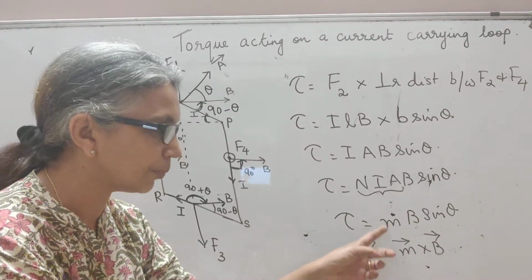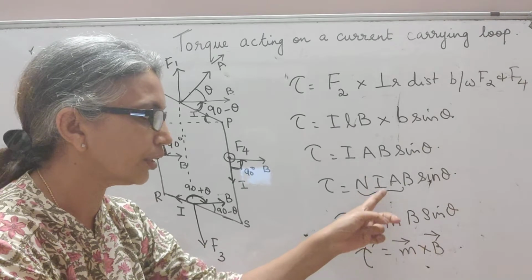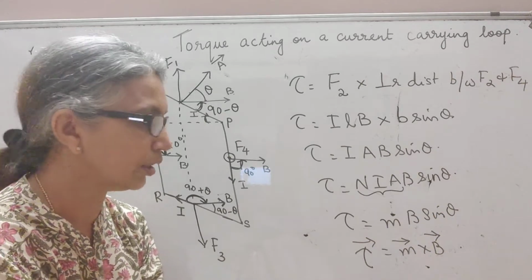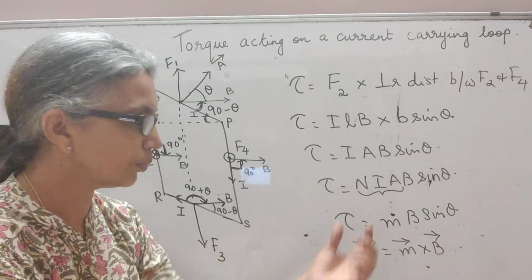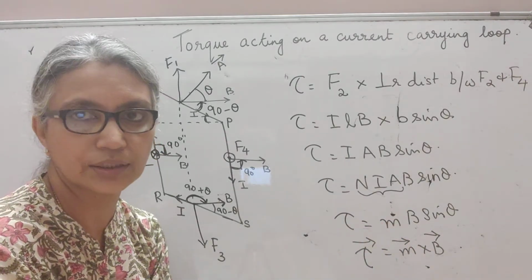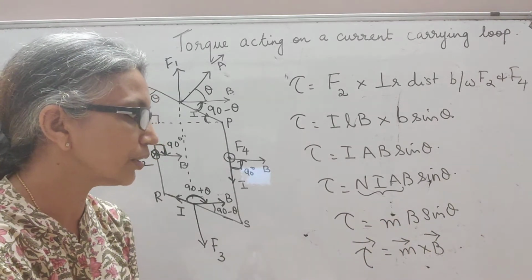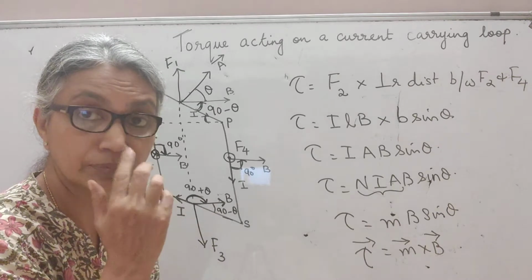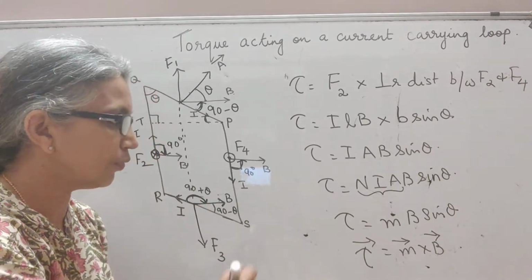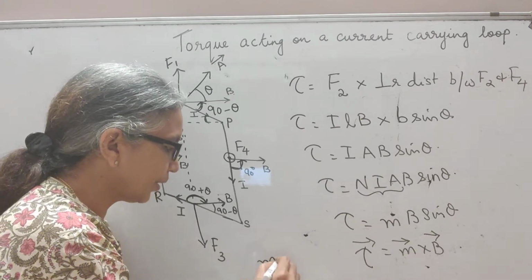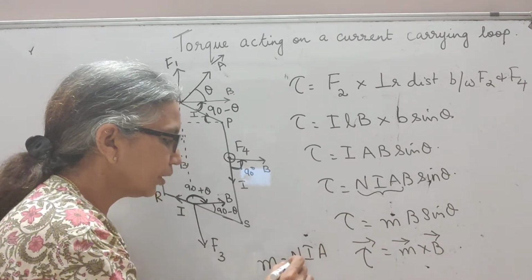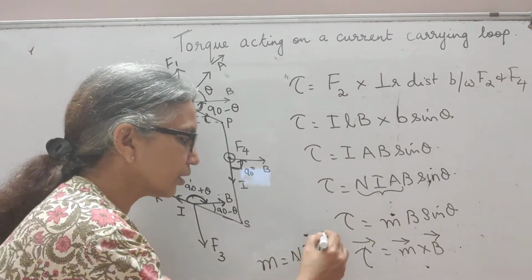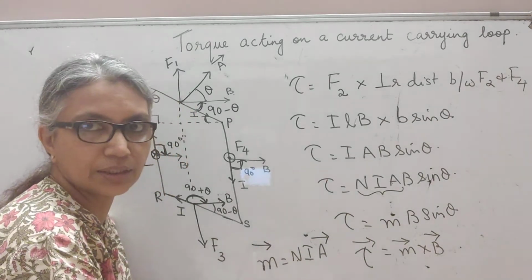Let's see what is this magnetic dipole moment. Magnetic dipole moment is N into I into A, where N is the number of turns on the coil, I is the current through the coil, and A is the area of the coil. So the product of these three will be defined as the magnetic dipole moment. Now, magnetic dipole moment obviously must have a direction. Electric dipole moment, as you know, is always directed from negative to positive. Same way here, if you take magnetic dipole moment M, which is NIA, this N is just a number, I is scalar, area vector direction will give you the direction of magnetic dipole moment.